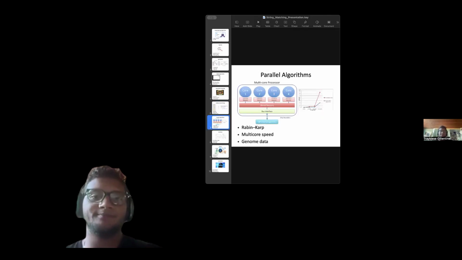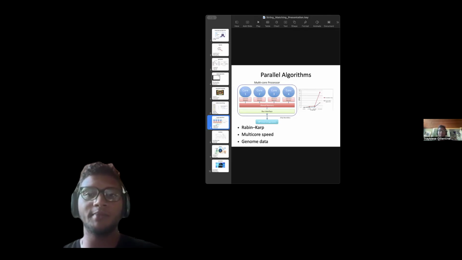Parallel algorithms. As databases grew larger, think about the entire genome or massive social media archives, speed became a bottleneck. In 2021, Hong and Yoon worked on parallelizing the Rabin-Karp algorithm.